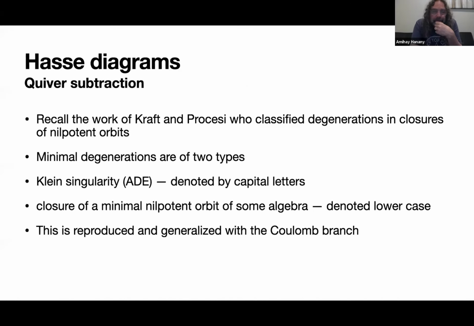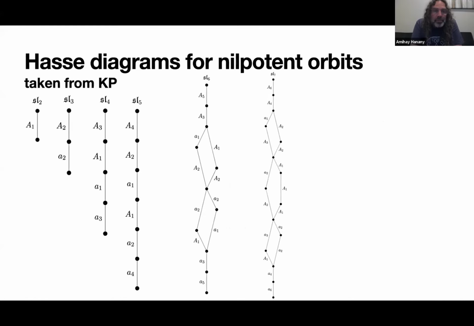And then what we can do, if we have a construction using a quiver, is use the notion of quiver subtraction, and that is to take the construction as a Coulomb branch and start reducing the combinatorial data by subtracting the nodes that correspond to affine Dynkin diagrams. So here are the Hasse diagrams for nilpotent orbits of A type.